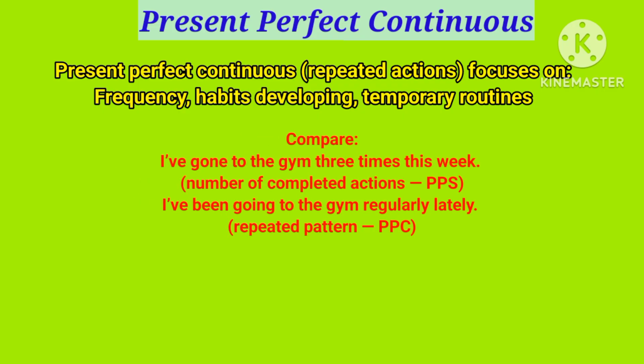Let me compare two sentences. In the first sentence, I've gone to the gym 3 times this week. The number of completed actions is clear for us: 3 times. So we use present perfect simple. In the second example, I've been going to the gym regularly lately. We have a repeated pattern: regularly, lately. So we use present perfect continuous.